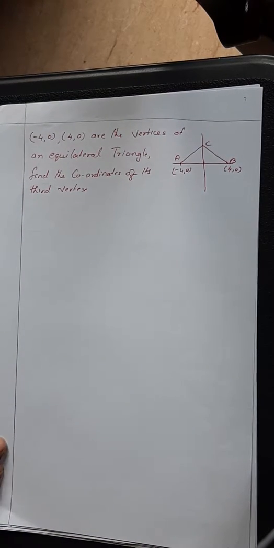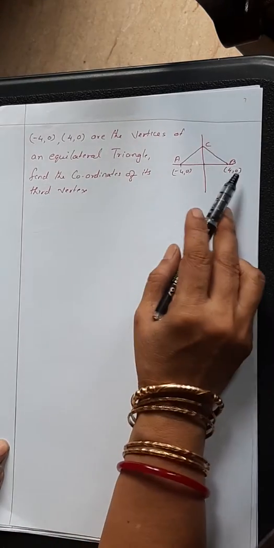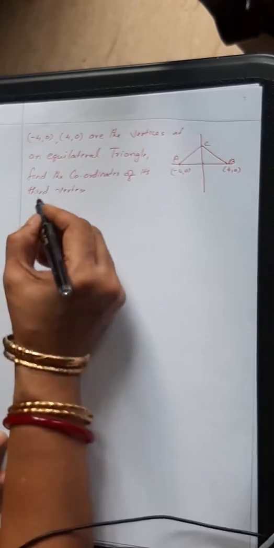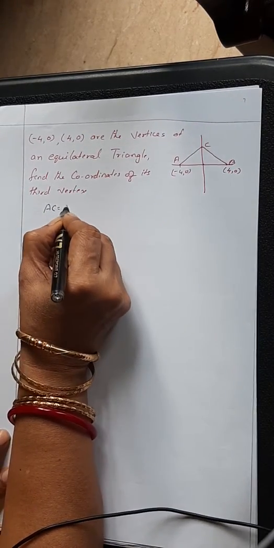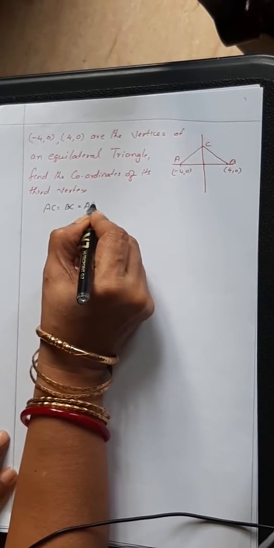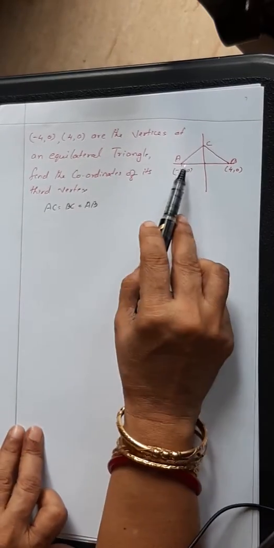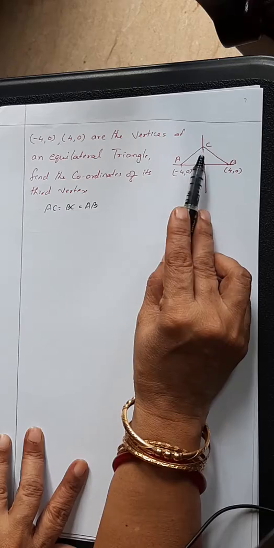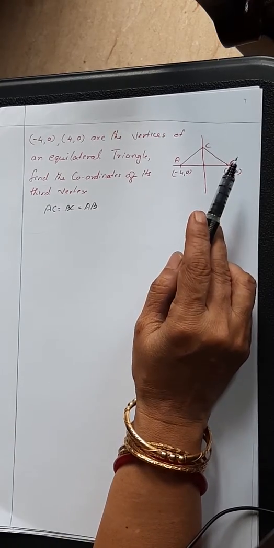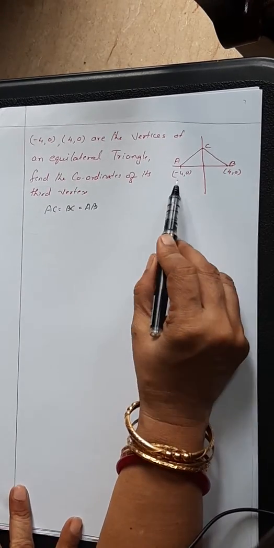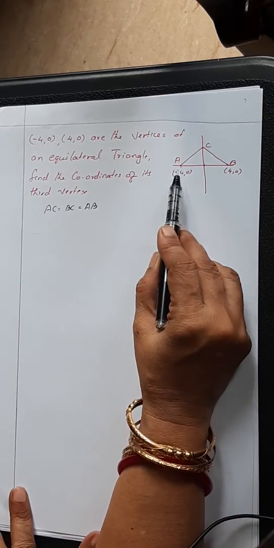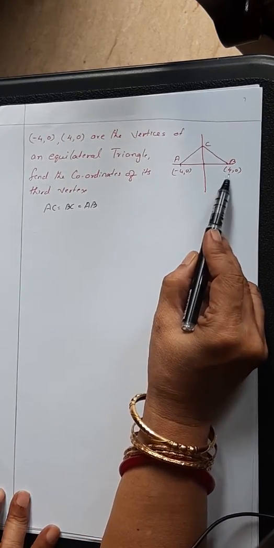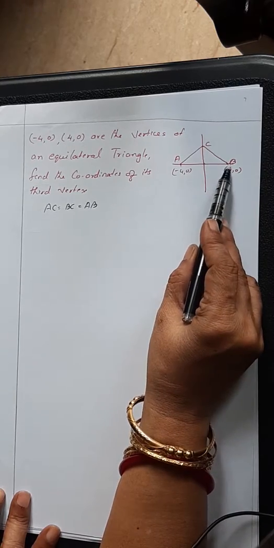So here in this question it is given, it's an equilateral triangle. So immediately you should understand that AC is equal to BC is equal to AB. Now the coordinates of A and B are given. Now you have to find the coordinates of the third vertex. If it is (-4, 0) and (4, 0), then it will be on the x axis, because the y coordinate is 0.